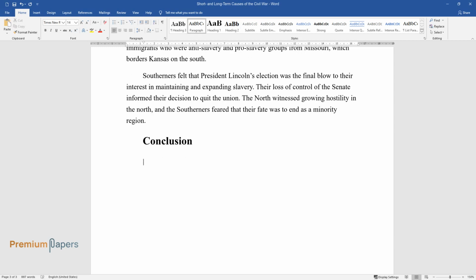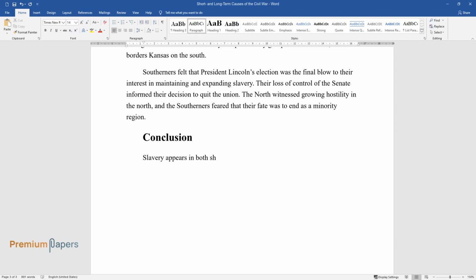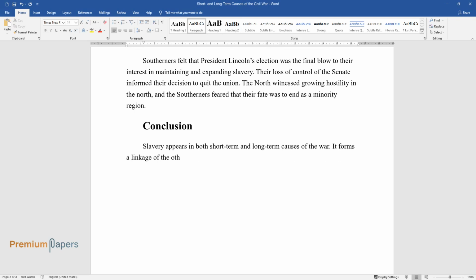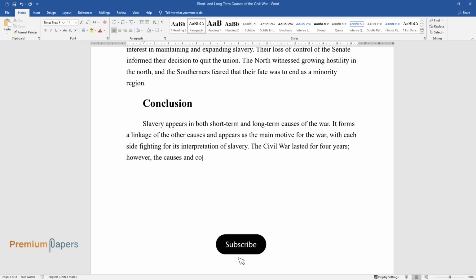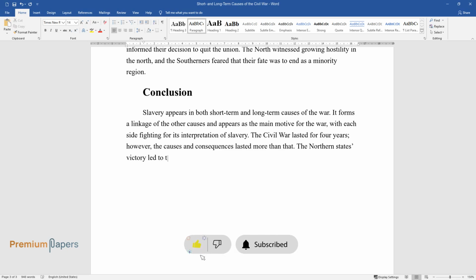Conclusion. Slavery appears in both short-term and long-term causes of the war. It forms a linkage of the other causes and appears as the main motive for the war, with each side fighting for its interpretation of slavery. The Civil War lasted for 4 years, however, the causes and consequences lasted more than that. The Northern states' victory led to the discard of most of the issues fought for by the South.